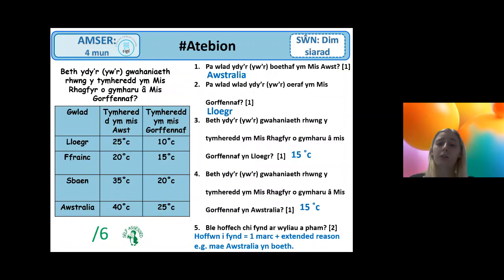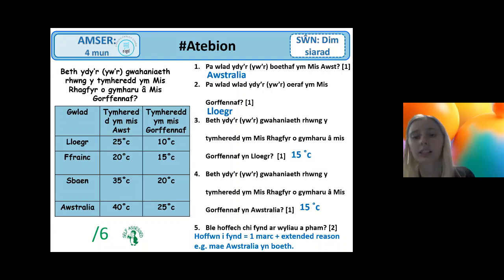Okay, and remember the last one is 2 marks. The rest of them are just 1 mark questions only, so they would have only expected 1 word answers. The last one was, where would you like to go on holiday and why? So remember, they would expect you to say specifically where you would like to go, so hoffwn i fynd i Sbaen, and then you'd be expected to give an extended reason. So you could say hoffwn i fynd i Australia achos mae Australia yn boeth. We went over the word boeth earlier, which means hot. Okay, so type in the chat your mark. So it's marc o 6 allan o 6.